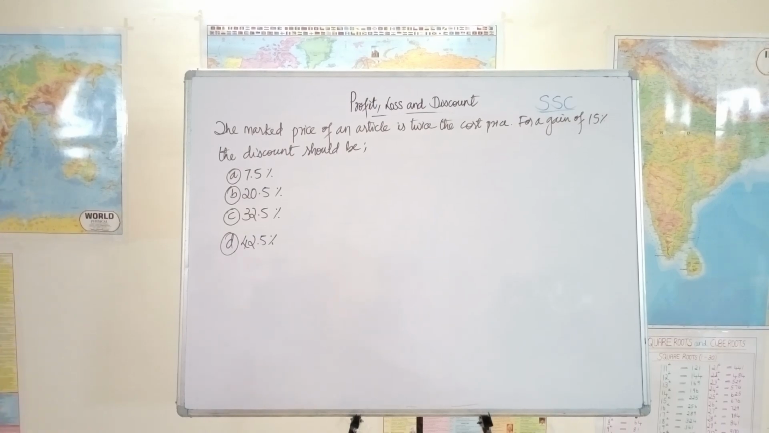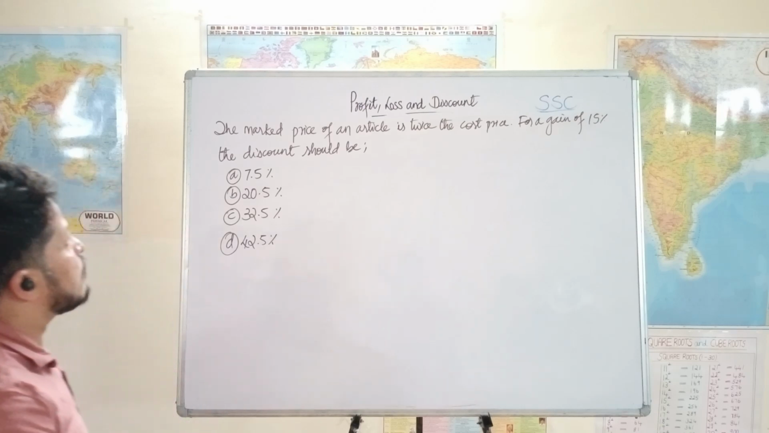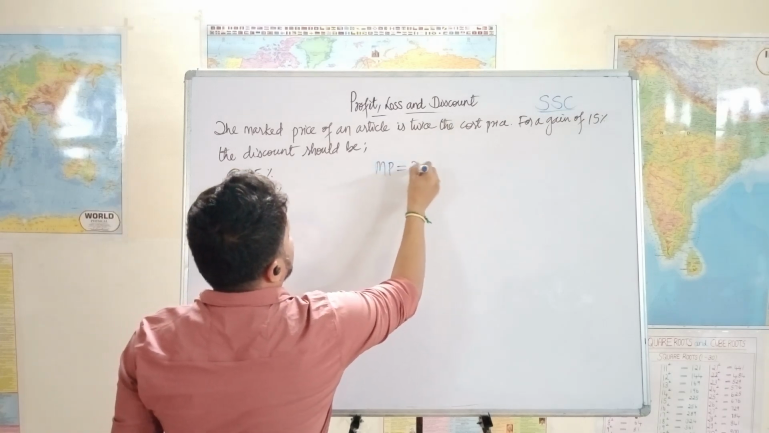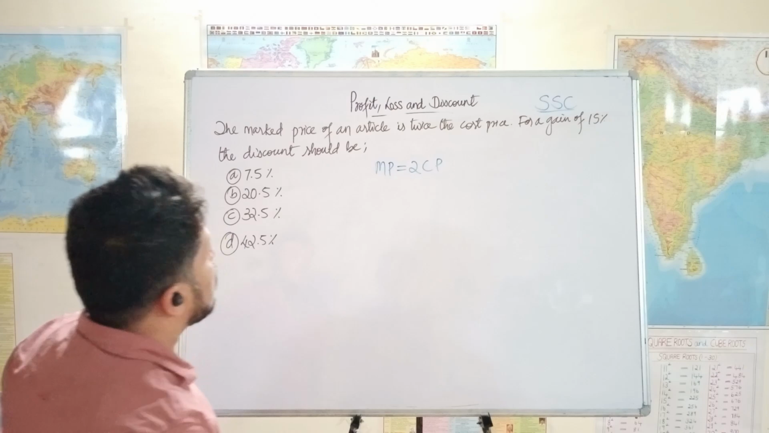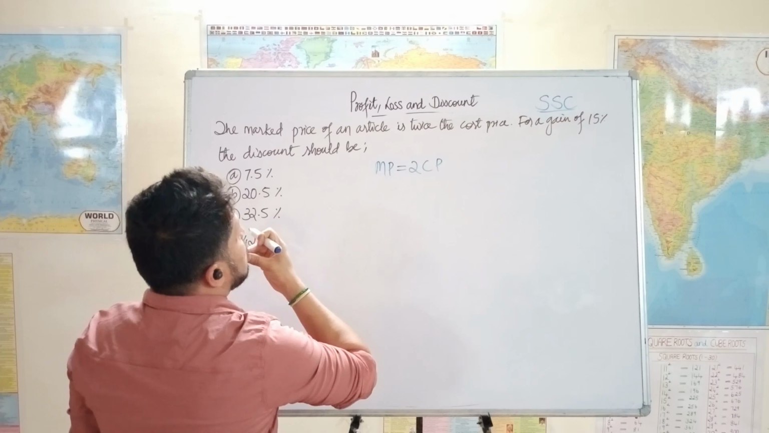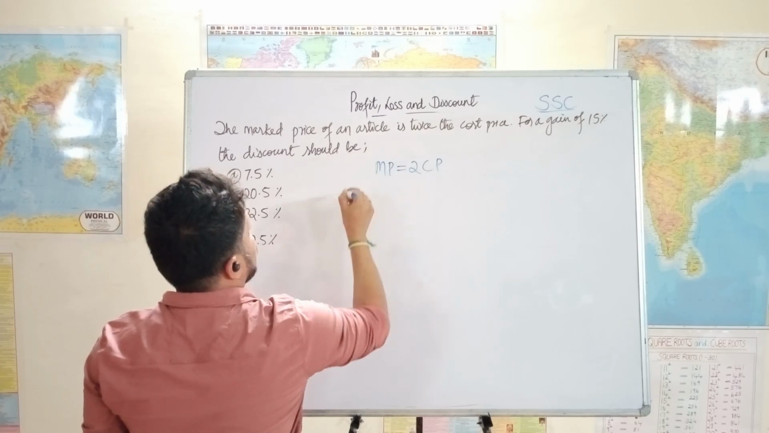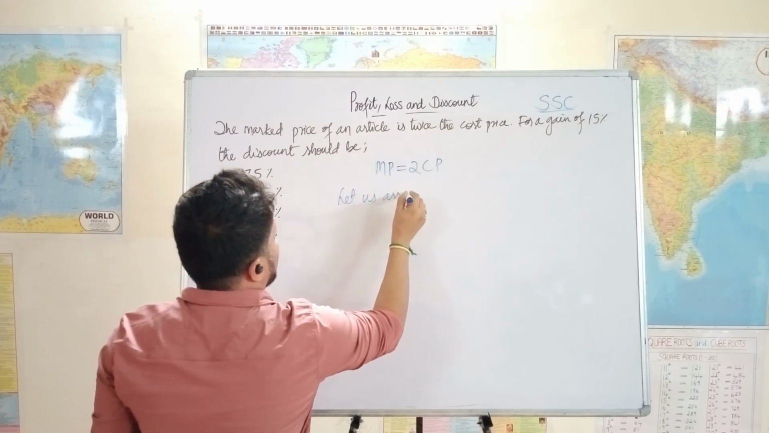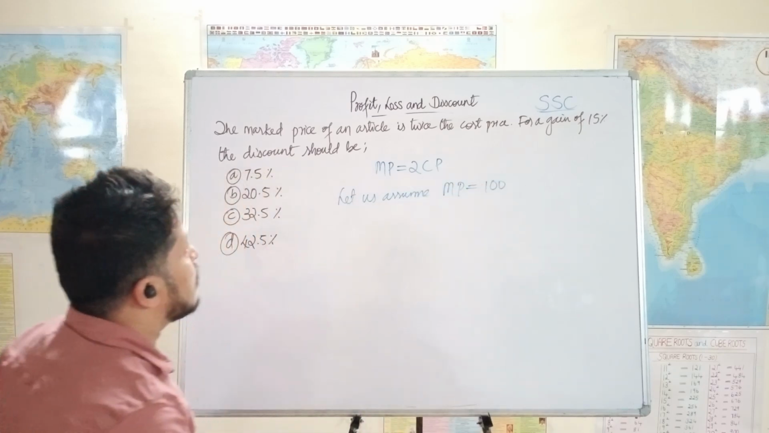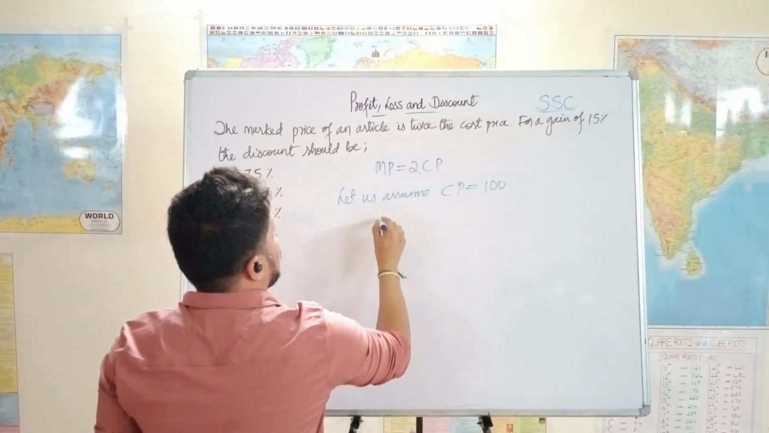Okay, we have another SSC question. The mark price of an article is twice the cost price. For the gain of 15%, the discount should be. Okay, the mark price is equal to 2 times the cost price. Okay, and let us assume cost price as 100. So mark price is equal to 200.